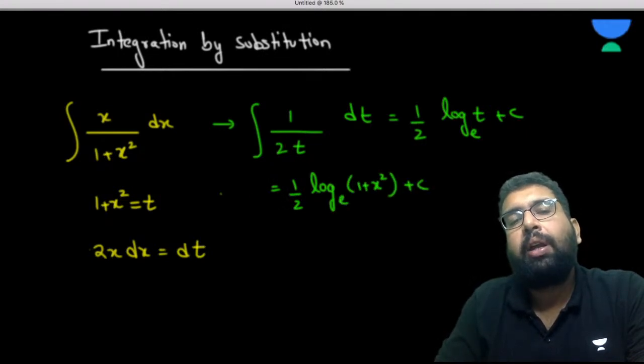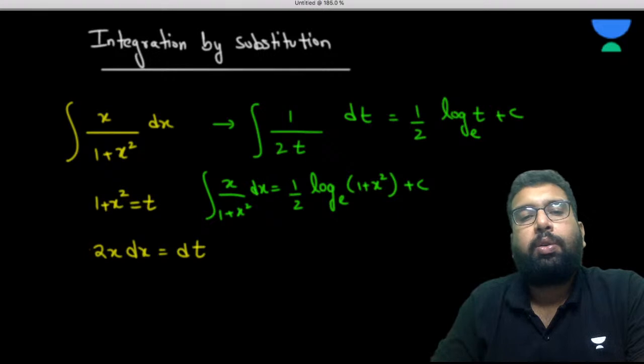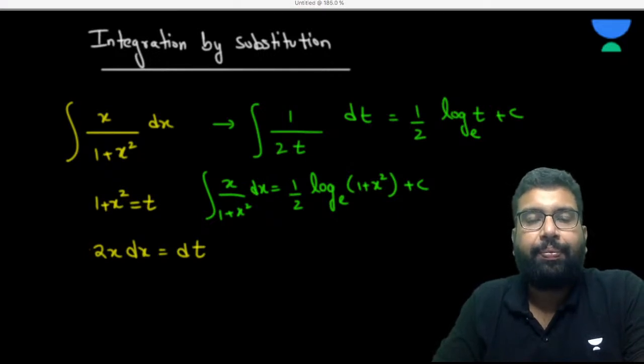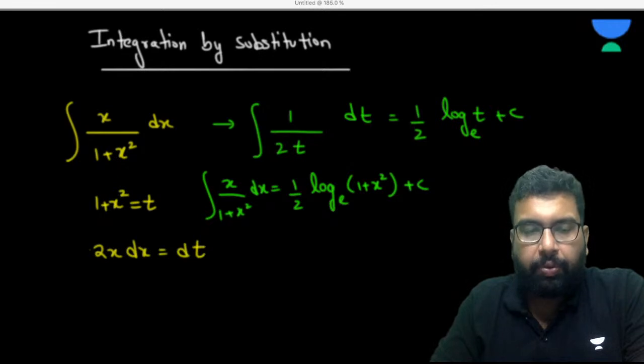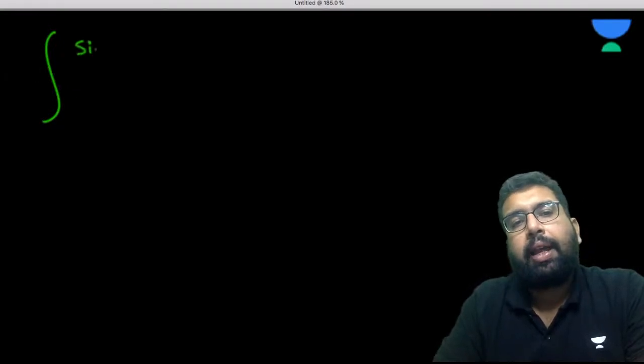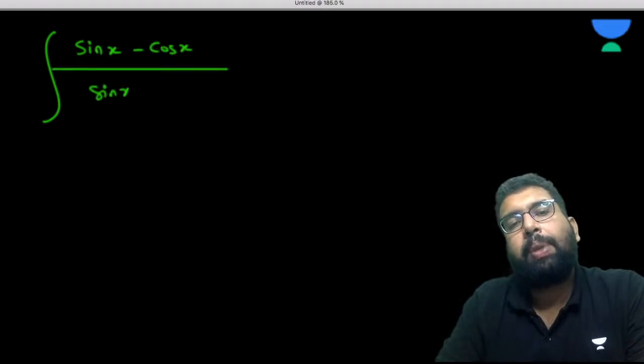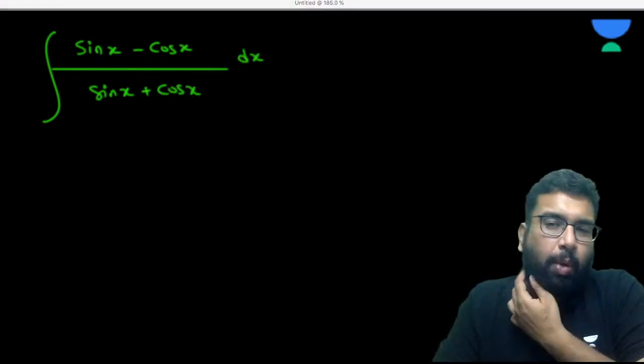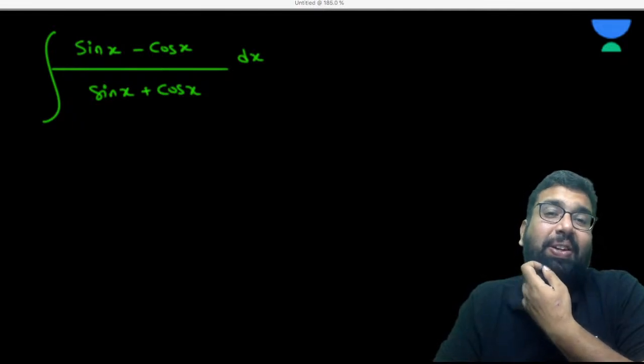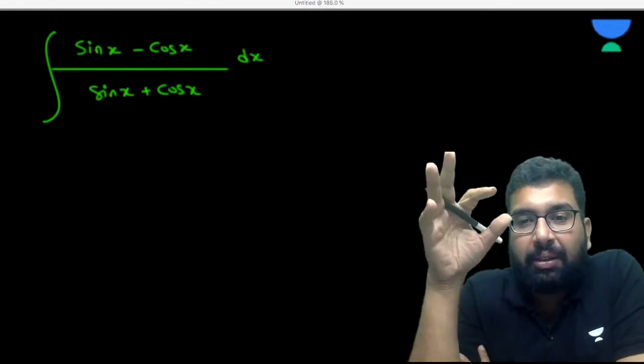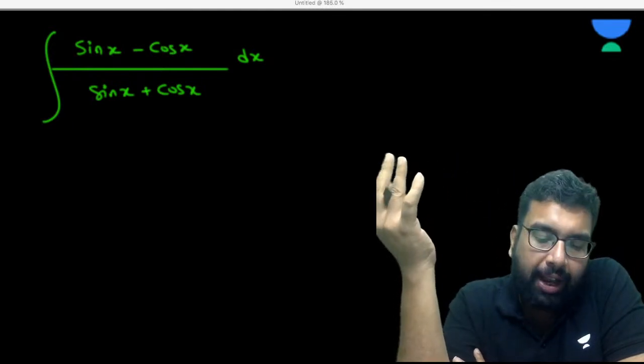Just by substituting, you got a very easy way to solve this question, right? Okay. Likewise, let us try one more question. Let's suppose we need to integrate this function: sin x minus cos x upon sin x plus cos x dx. This looks very complicated. Sir, one way we can see is that it may be solved like that also.